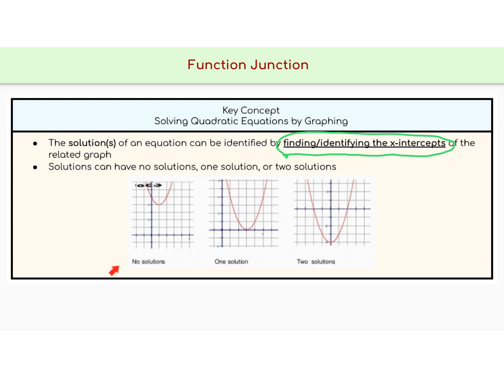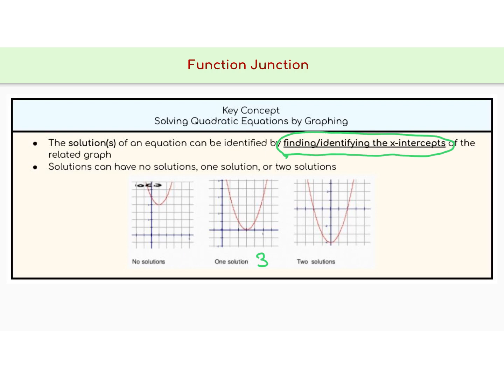this is an example that has no solutions. As we can see, our parabola has no x-intercept. If it has no x-intercept, it has no solutions. Our next example has one solution. As we can see, our parabola has a solution right here. It has an x-intercept of 3. So our solution is going to be 3.